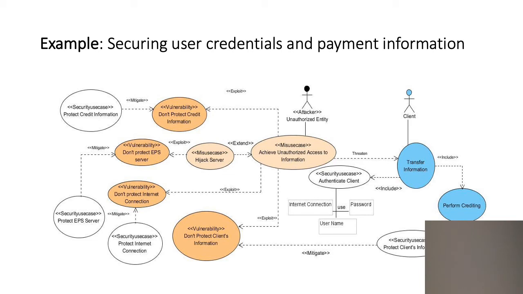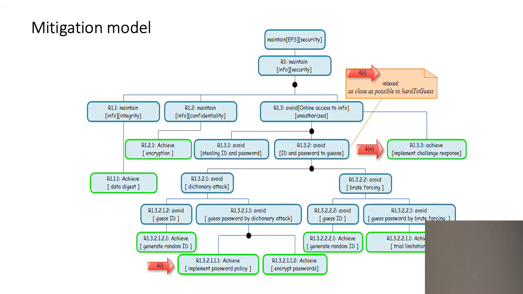If the vulnerabilities don't protect credit card information, then this exploit would use it, while the protect credit card security use cases would mitigate this. Now, how do we do this? Let's move on to the next model, which is the interesting part, which is the mitigation model.